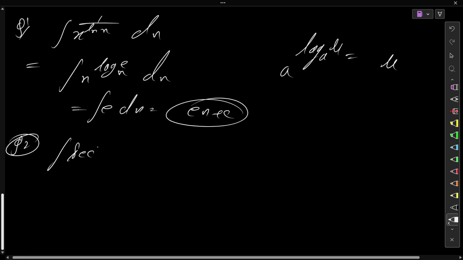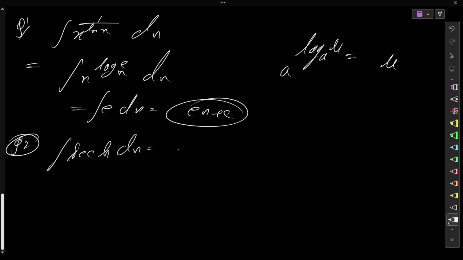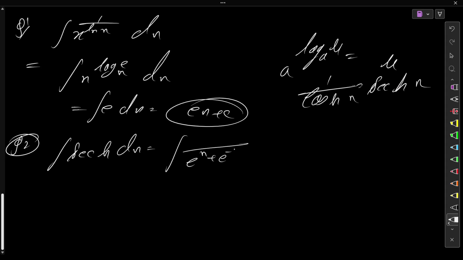Integral of sech x dx. As we know, 1 by cosh x is equivalent to sech x. So this could be written as the integral of 1 over (e to the power of x plus e to the power of minus x) by 2 dx. So this could be written as 2 e to the power of x by e to the power of 2x plus 1 dx.